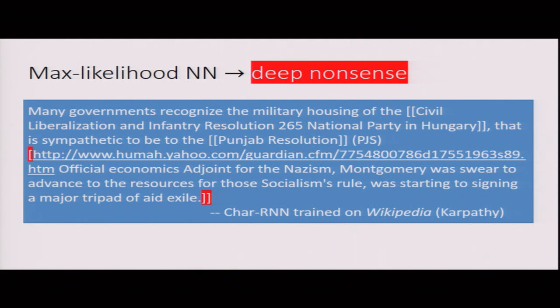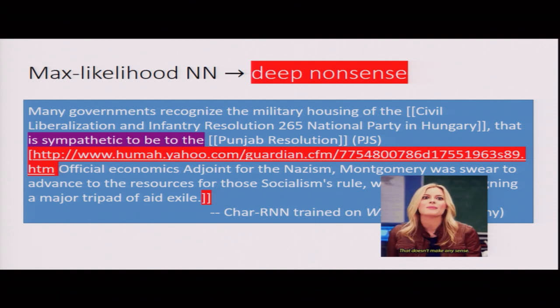But they were very happy that it generated this URL. But this URL is not even an existing URL. What if we want it to be an existing URL? I mean, come on. Or if you look at the English, that's really not sensical. It's sympathetic to be to the. Anyway, so we want to generate sensible stuff.